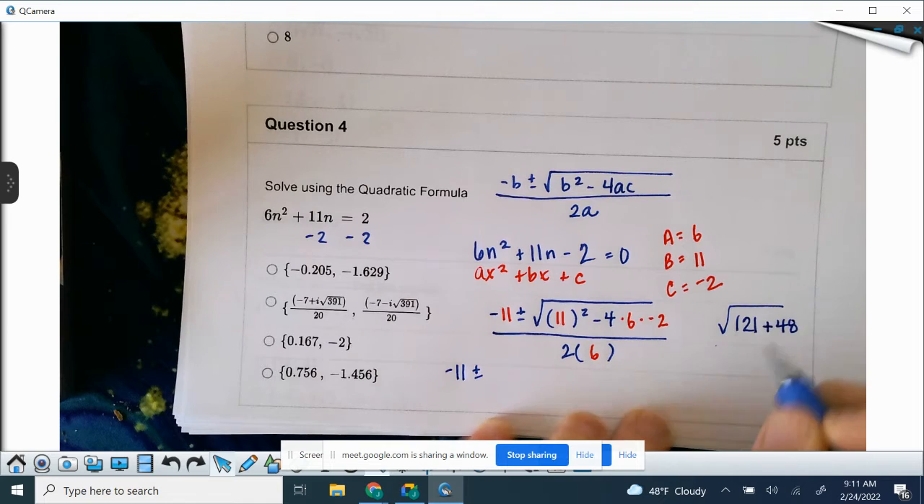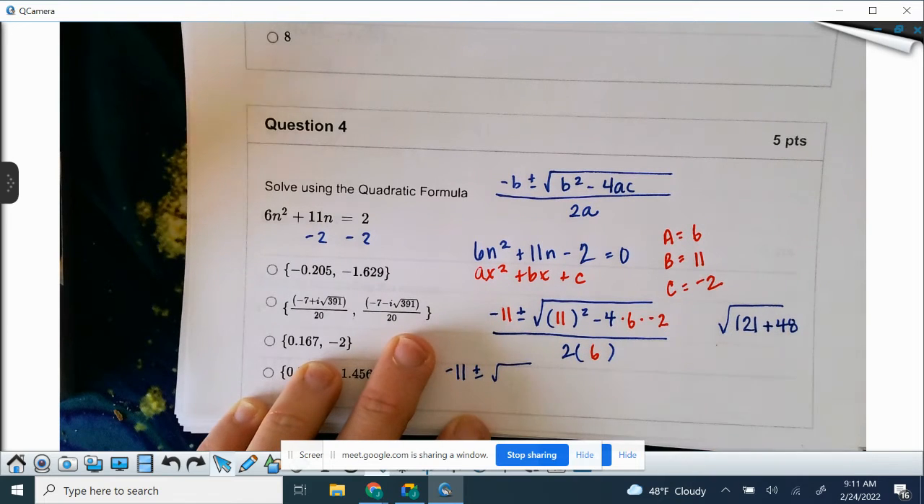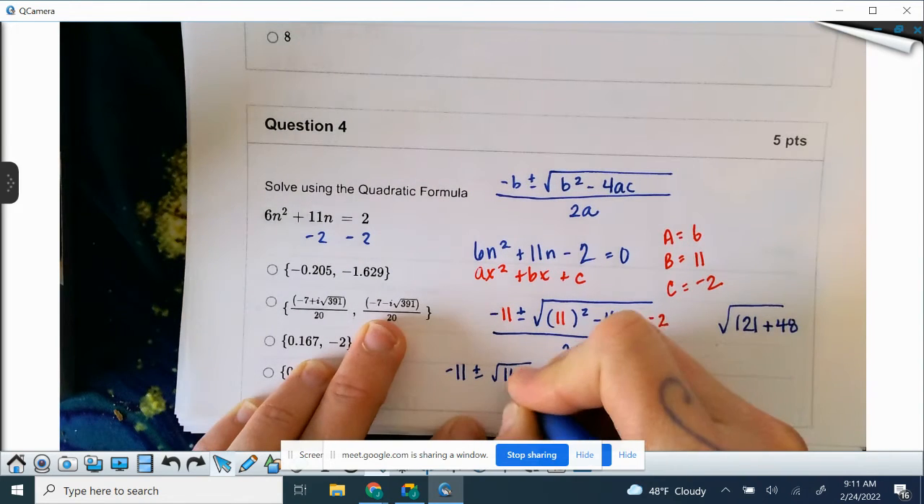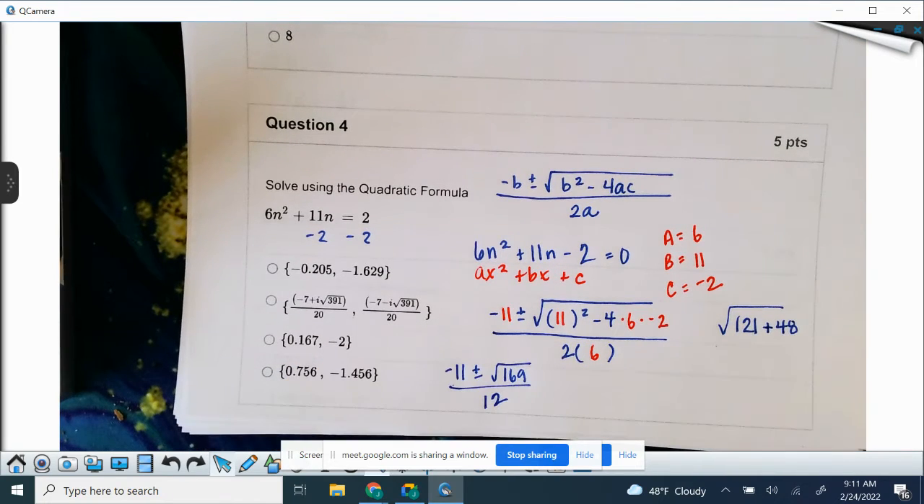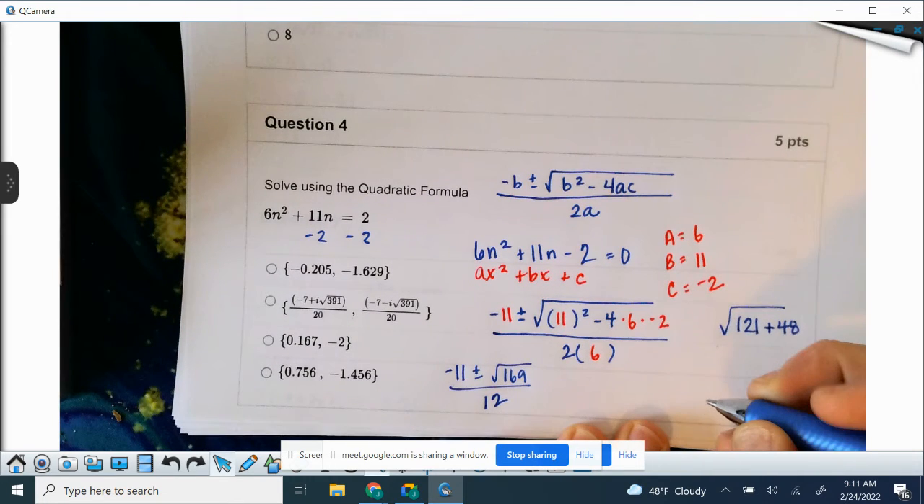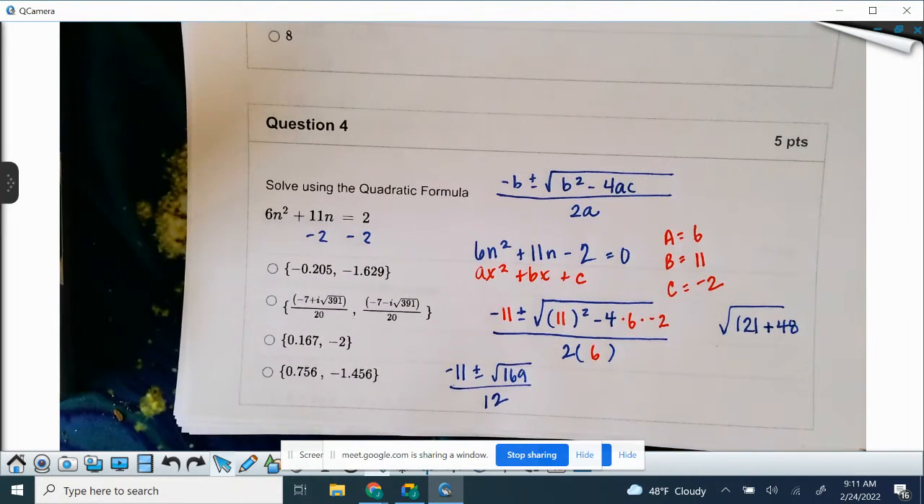So that's going to go, and 121 plus 48 is 169, all over 12. And the square root of 169 is 13. So it's going to be a negative 11. Ooh, what did I do wrong? No, I didn't. Never mind.